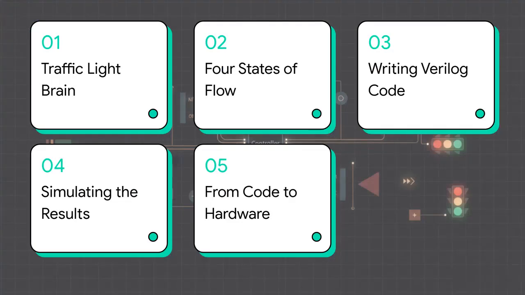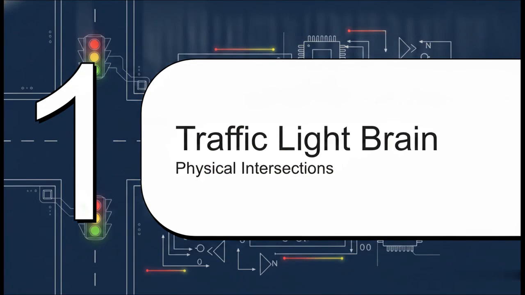So here is our roadmap for today's Explainer. We'll start with part 1, the traffic light brain. Then we'll examine the 4 states of flow. Next, we'll look under the hood at 3, writing the Verilog code, before moving on to 4, simulating the results, and finally wrapping up with 5, from code to hardware. Okay, let's jump right in.